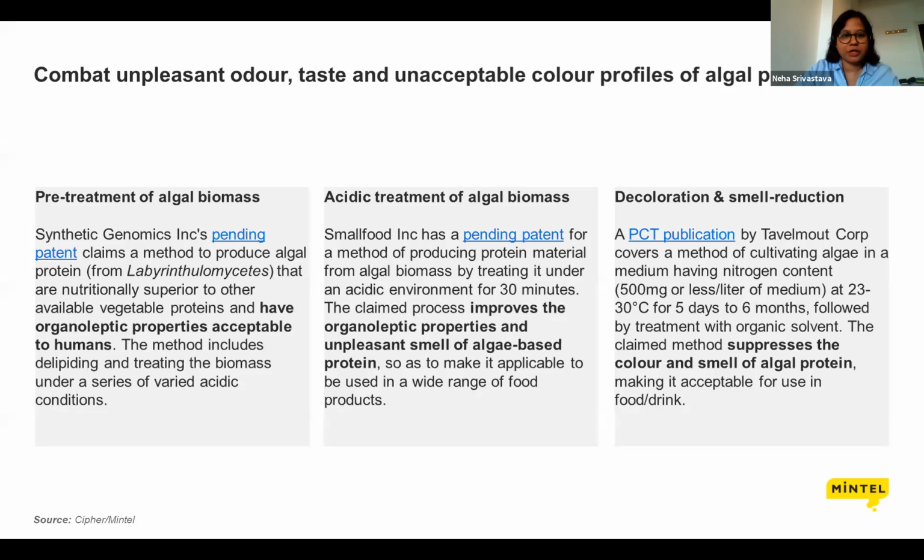So I'm going to share some patent examples in which you can see different types of processes getting patented to overcome the unpleasant odor, taste, and unacceptable color profiles of algal protein. Some companies are doing some kind of pre-treatment by delipidating the algal biomass, or doing some acidic treatment while processing the algal biomass to extract protein.